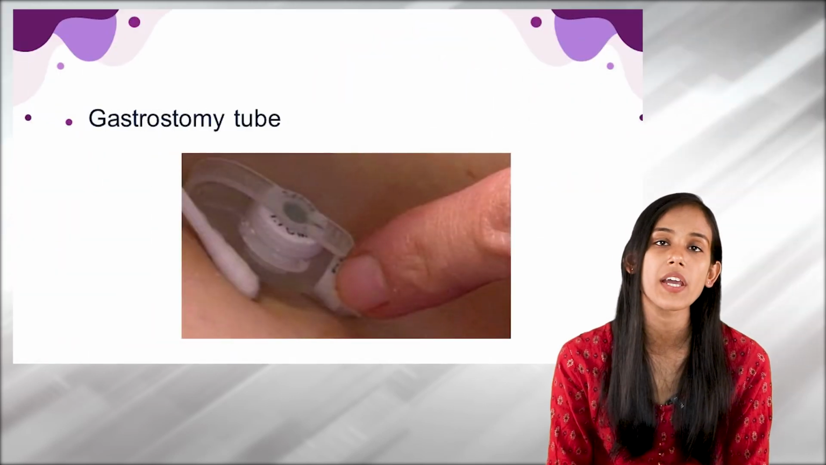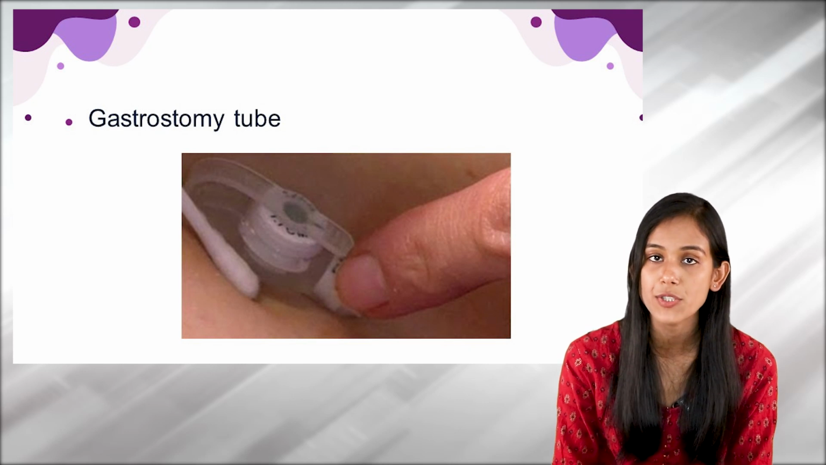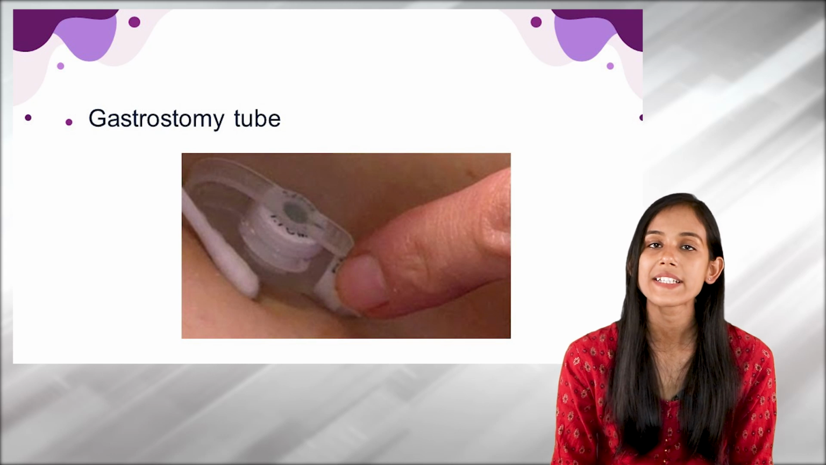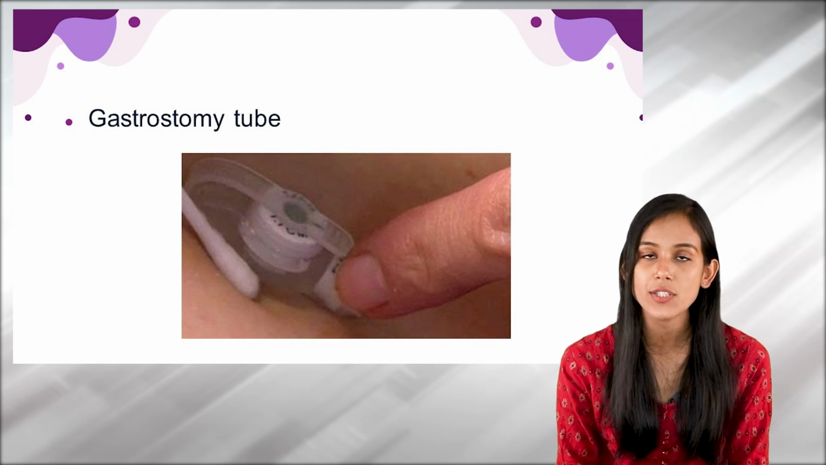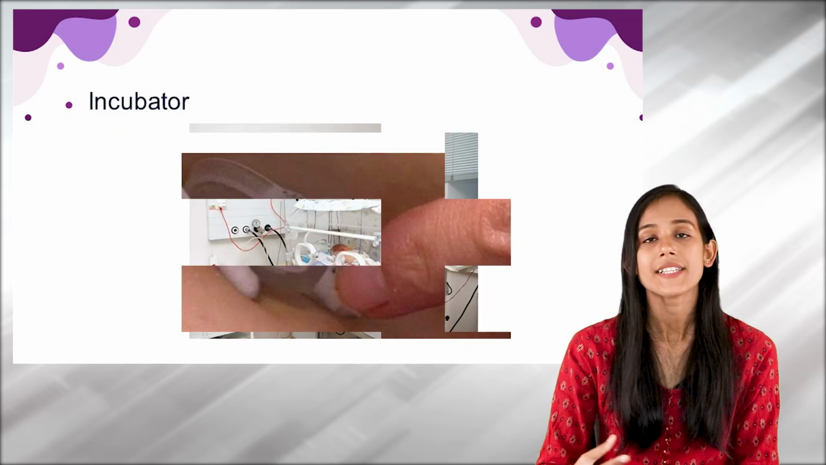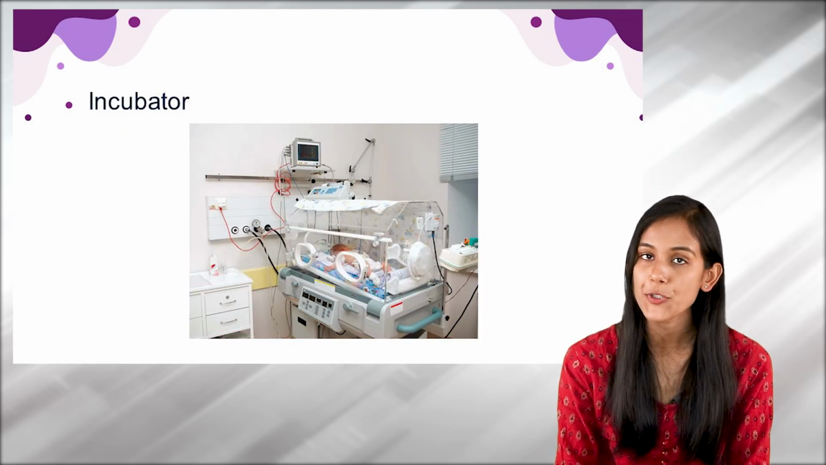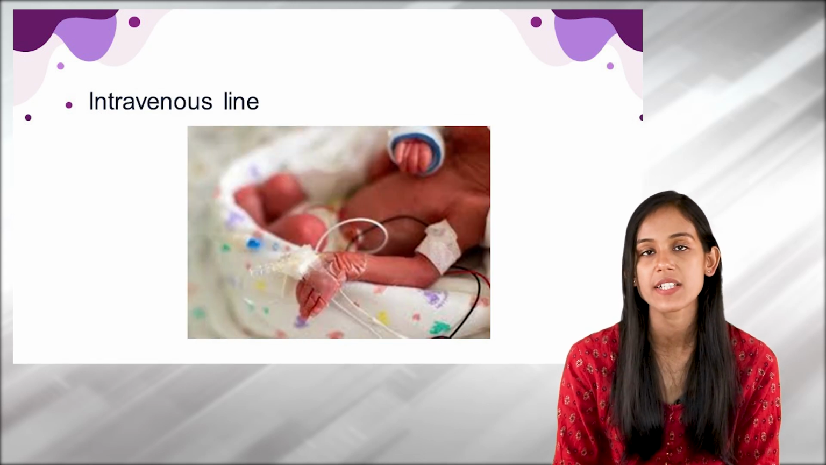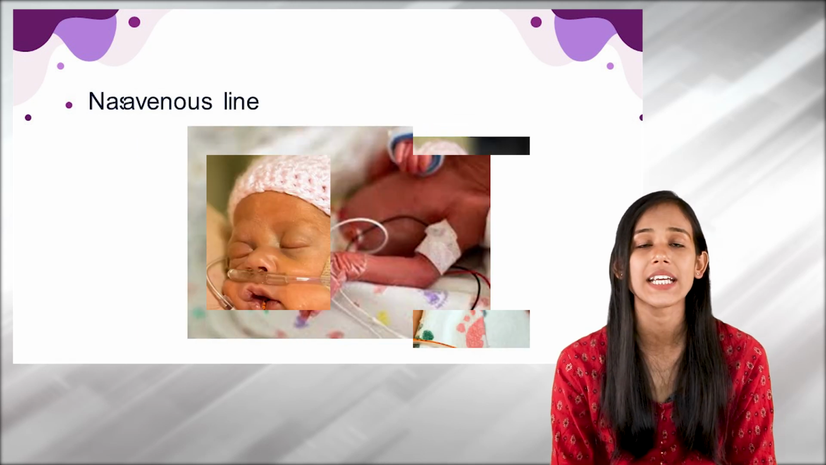Then apart from this, there would be a gastrostomy tube. This is also called a G tube or gastric feeding tube. Basically this tube goes directly into the stomach for feeding, and we provide food through this. Then one important thing, that is the incubator. This is to keep the baby warm.